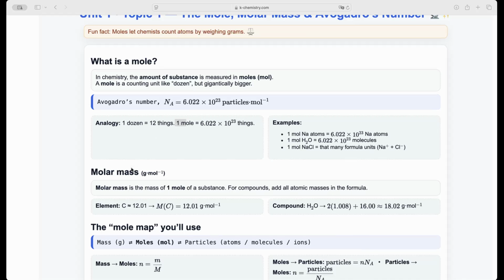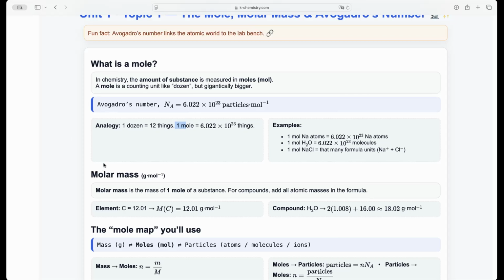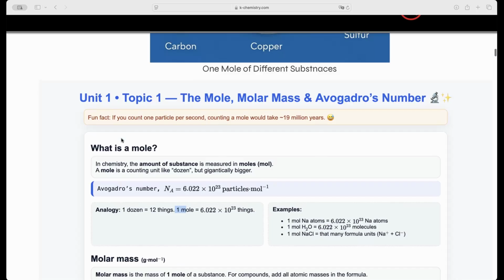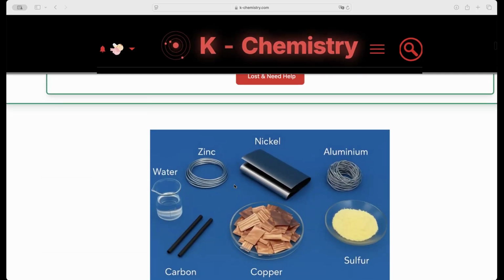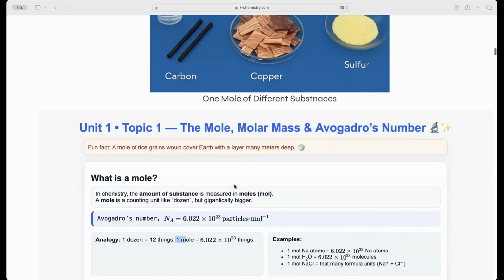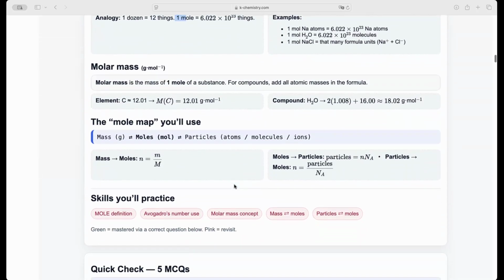If I measure the mass of this mole, of this big quantity, it will always give me something called molar mass. Always remember, molar mass means mass of what? Mass of 1 mole. So the molar mass of water is the mass of 1 mole of water. The molar mass of copper is the mass of 1 mole of copper. The molar mass of sulfur is the mass of 1 mole of sulfur, and so on.